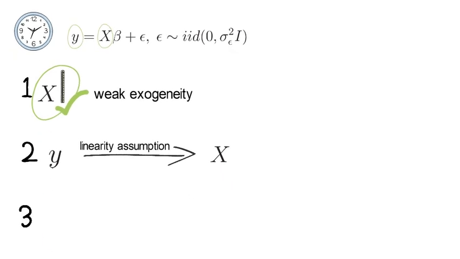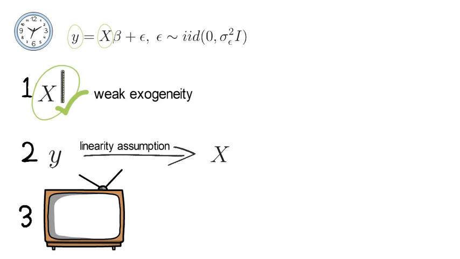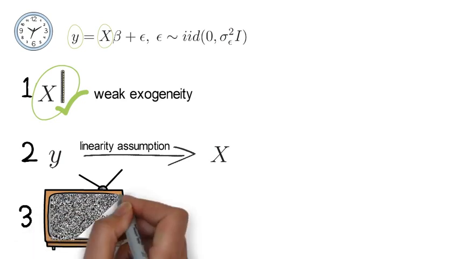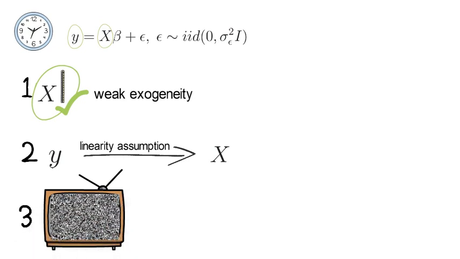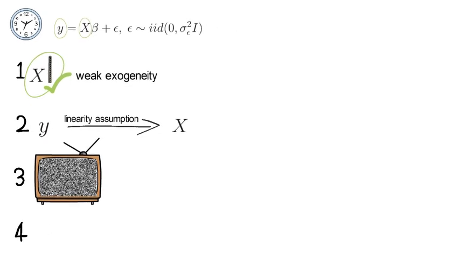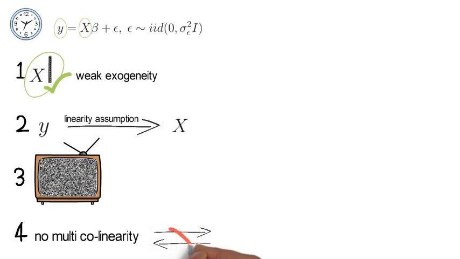Third, the innovation term is a white noise term. And fourth, there is no multicollinearity between the different columns of X. That says that no covariate is a linear function of the other covariates.